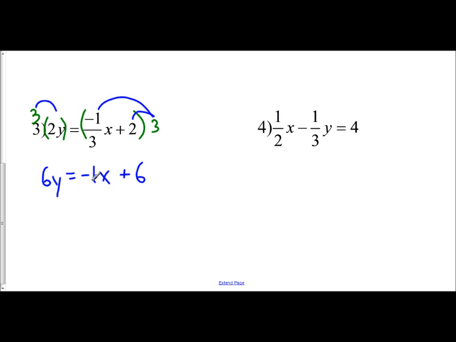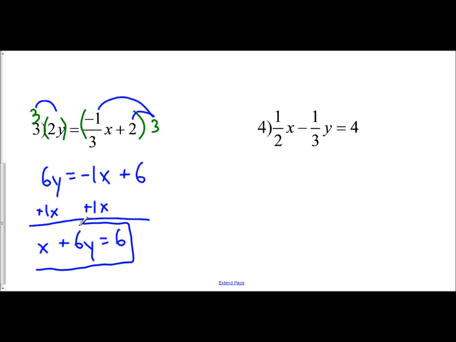Still not in standard form because my x and y are not on the same side. I see my x is negative on the right side, so moving it to the left side would make it positive because I'd be adding. So add 1x. You get x plus 6y equals 6. And that is the standard form of the equation. So we applied our technique of multiplying by the common denominator to eliminate the fractions twice so far. And we see we can do it right away as long as we distribute to all of the terms. And we can do the same thing here as well.